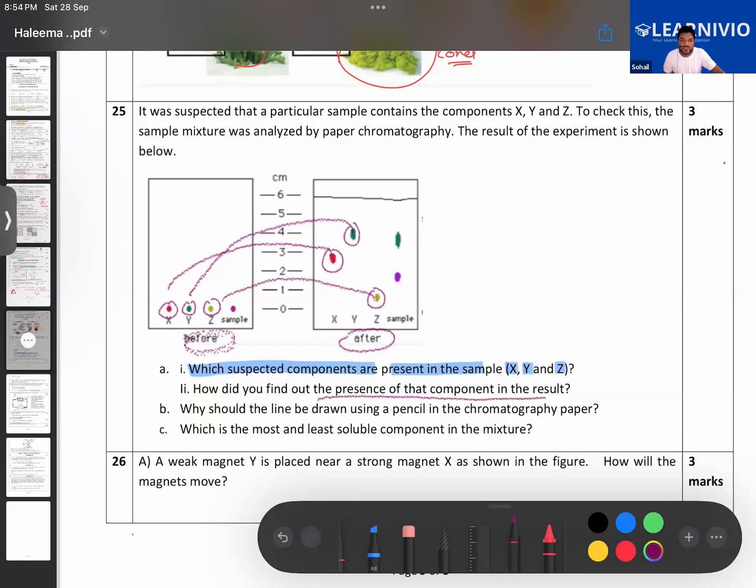Okay, so there is something called the retention factor. Have you learned about the retention factor? Also in short called the RF value.